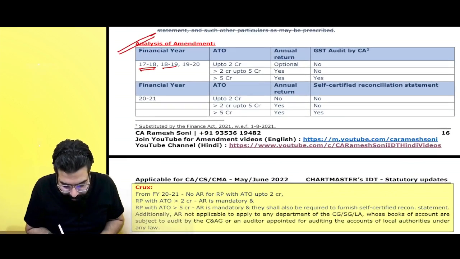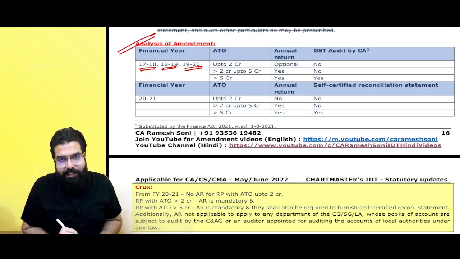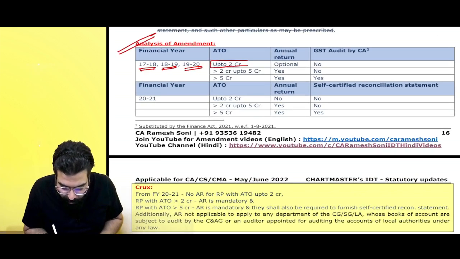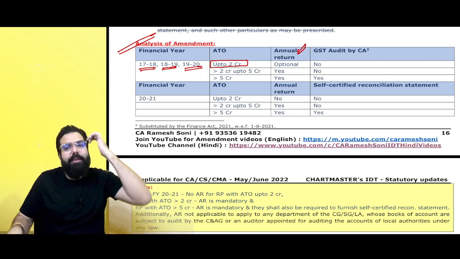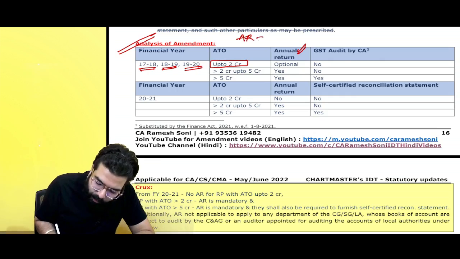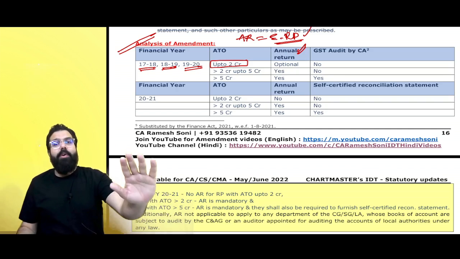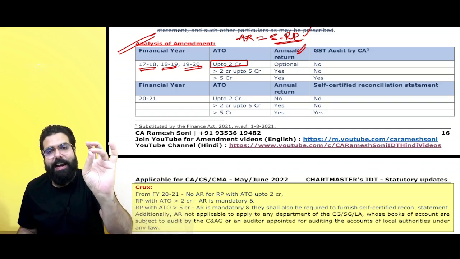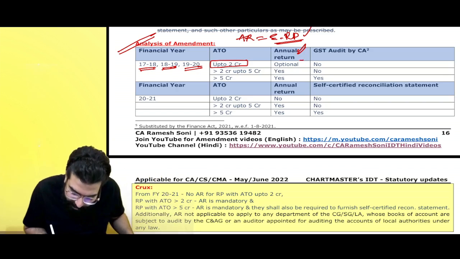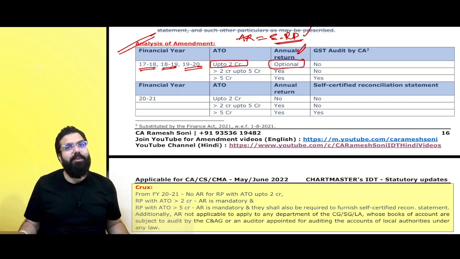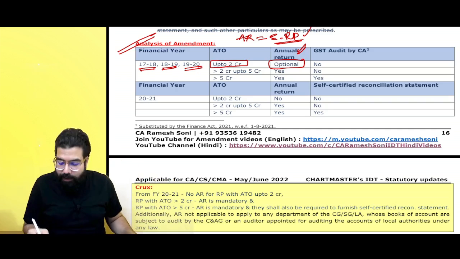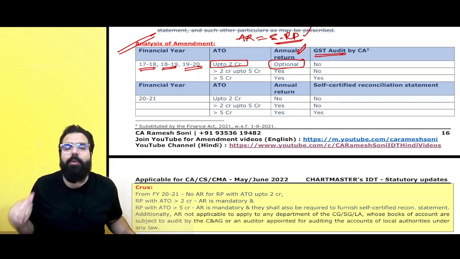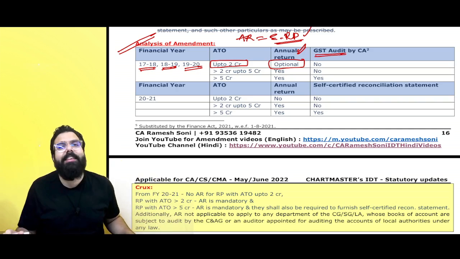For the financial years 2017-18, 18-19, 19-20, if your turnover was up to 2 crore, annual return was actually required by every registered person. Okay? But then, for those years, annual return was made optional if your turnover was up to 2 crore. So they told you, you don't have to file annual return. Along with that, there was a GST audit which was required.